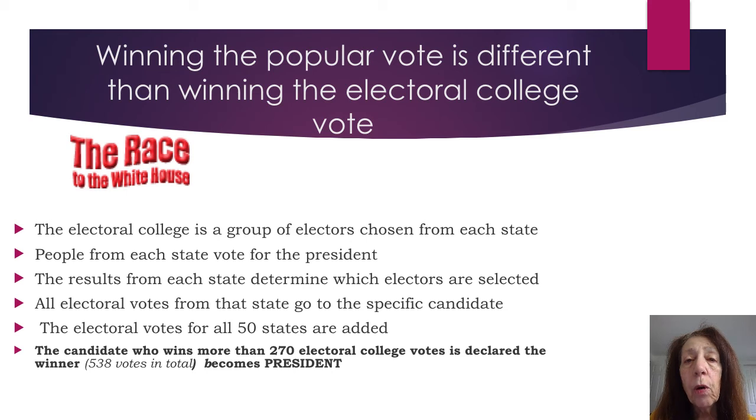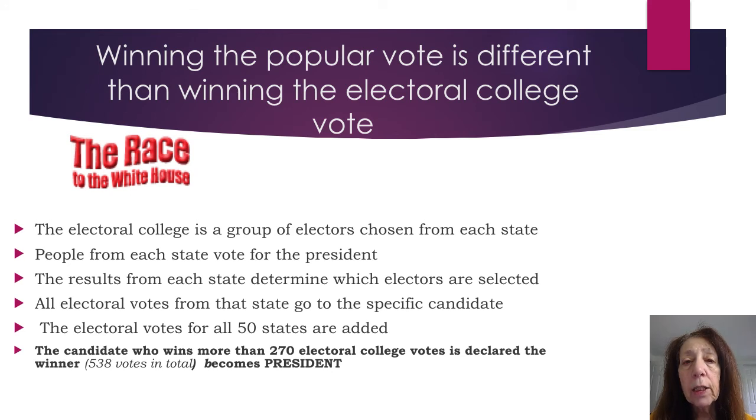So if the majority of people in a state vote for a particular candidate, then those electors put their votes towards the electoral candidate. So the numbers are different. The result from each state determines the election. It's based on population.